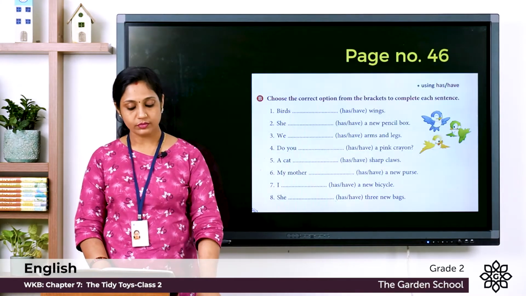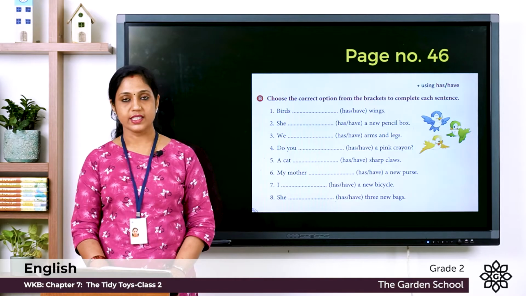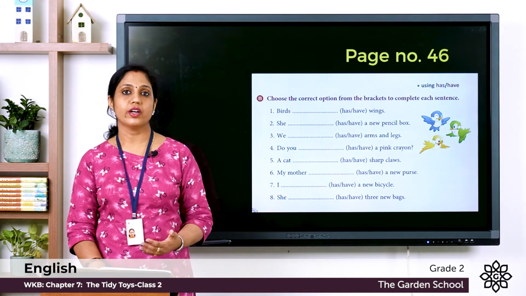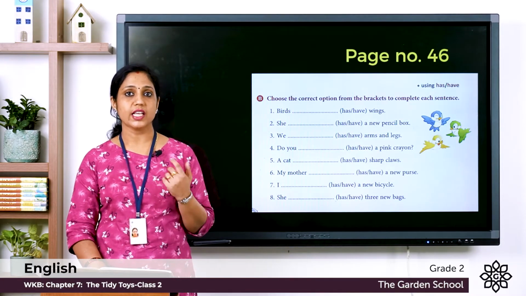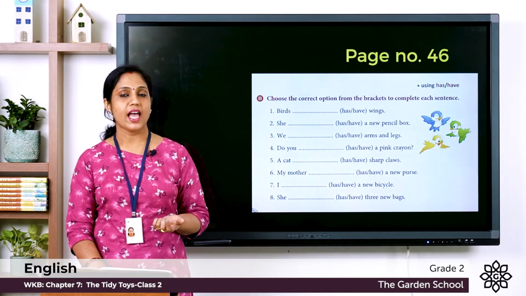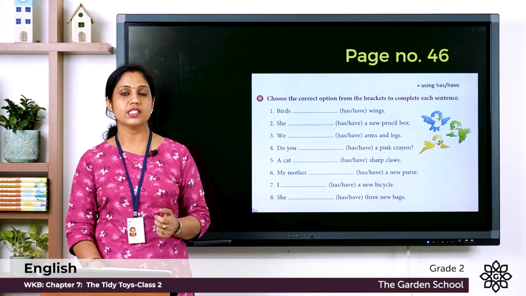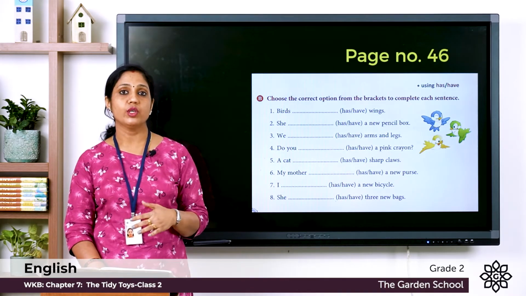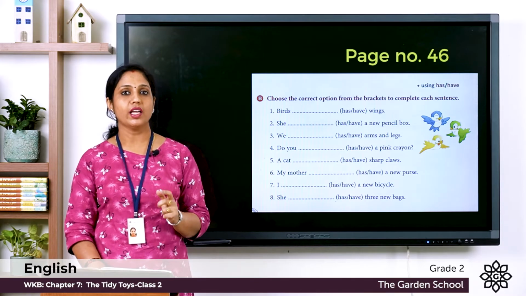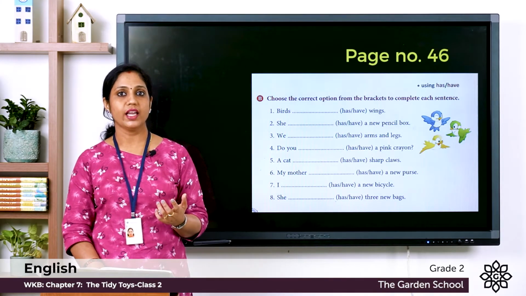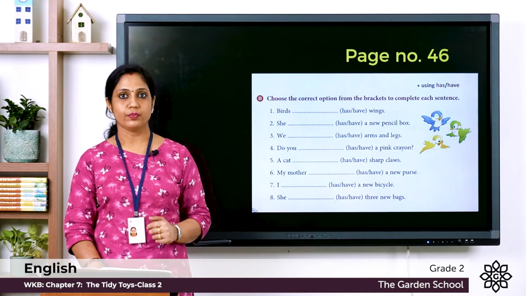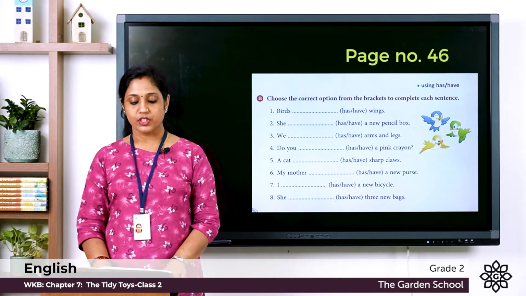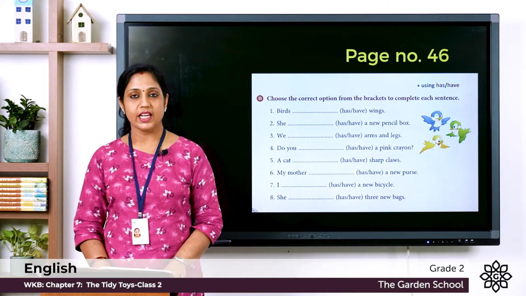Next, let's move on to the next exercise using has or have. So we already learned how to use these words has or have. Has is used with the words he, she, it or with singular nouns. And we use have with I, you, we, they and with plural nouns. So now let's look at the questions. Choose the correct option from the brackets to complete each sentence.